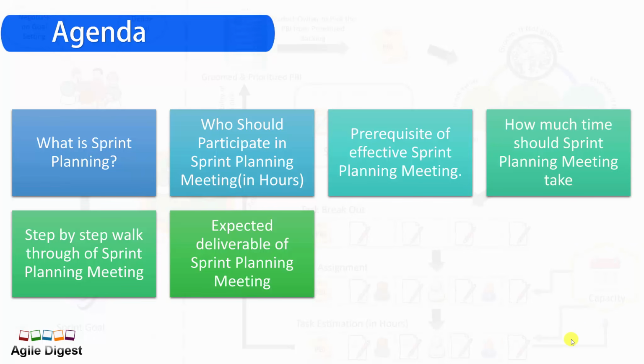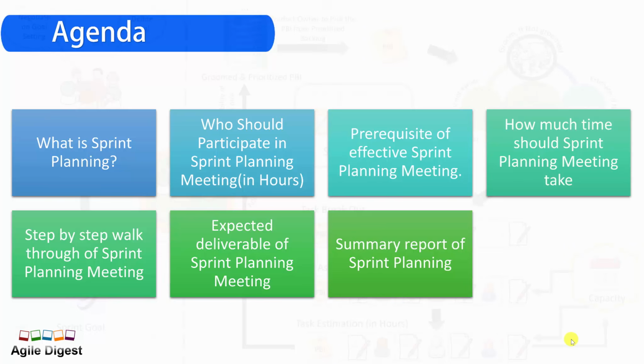And then we'll talk about what are the expected deliverables from a sprint planning, what's the outcome from the sprint planning meetings, what we get after the sprint planning meeting is completed. And then we'll talk about the summary report of the sprint planning meeting. It's a kind of minutes of meeting, what we send and what information we circulate to everyone, the interested parties, to let everyone know what exactly the sprint planning meeting extract is for any individual sprint.